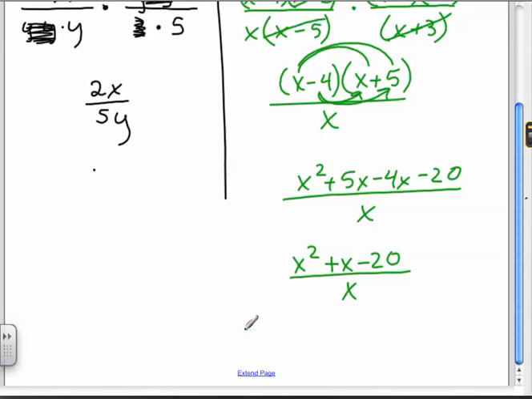And that's it. I know that there's nothing I can do to reduce because I did that before I multiplied. I factored everything out, canceled what I could, and then multiplied it back together. Okay? That's it. Good job. Let's look at the next example.